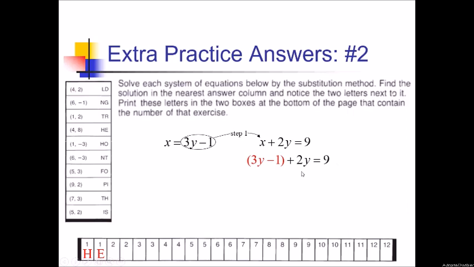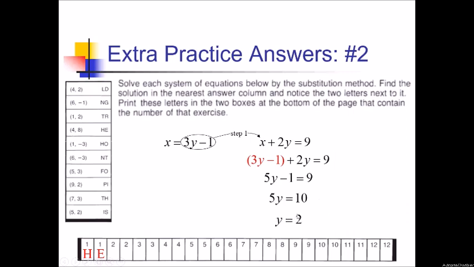I can now combine like terms. 3y and 2y, that's going to give me 5y. I still have that minus 1 over there. Adding that to the other side, now we've got 10. And then dividing both sides by 5, we have y equals 2.